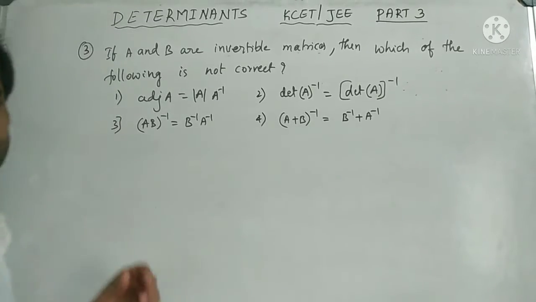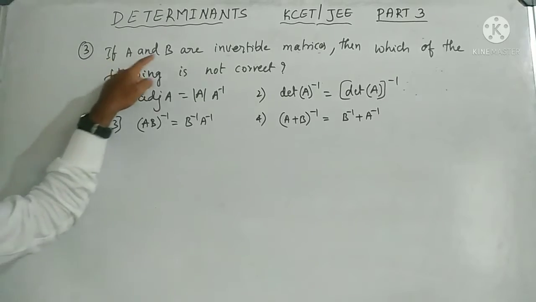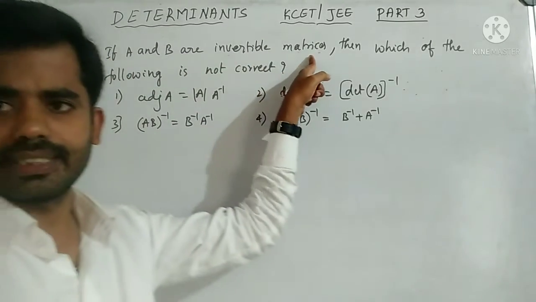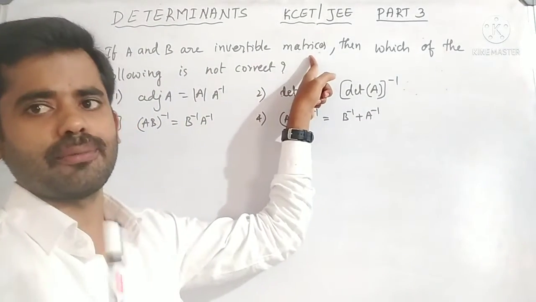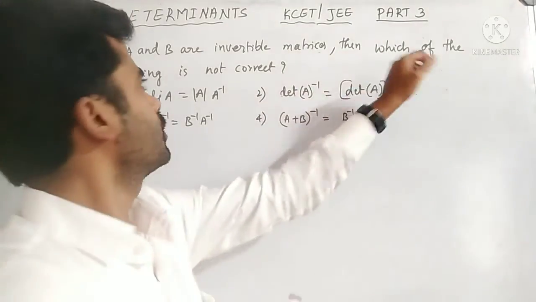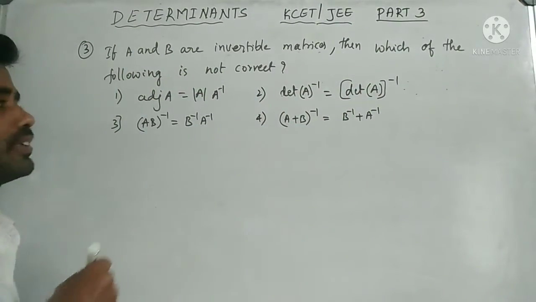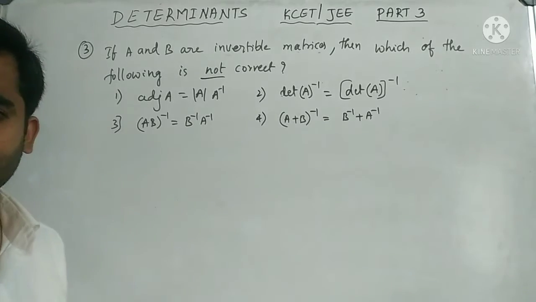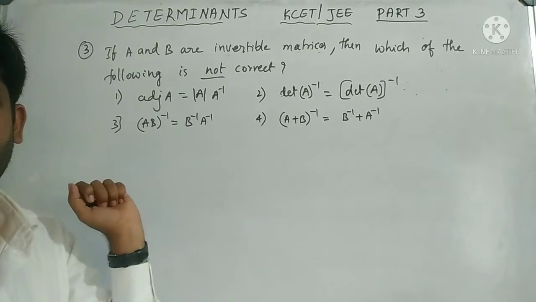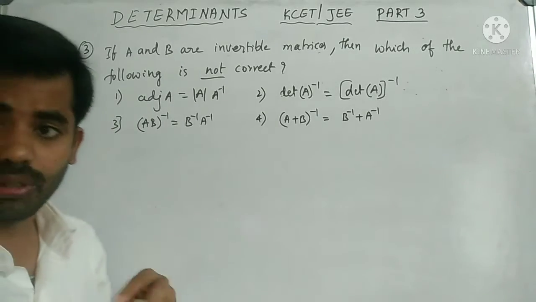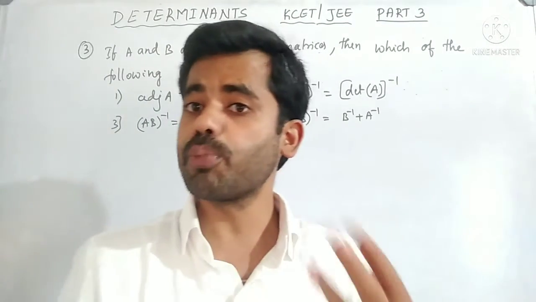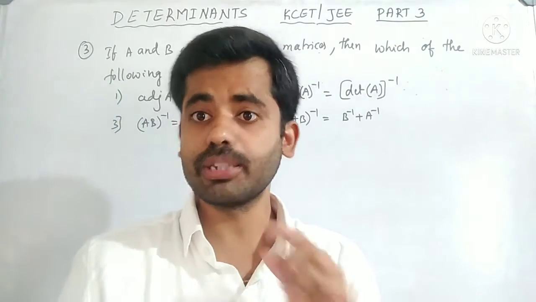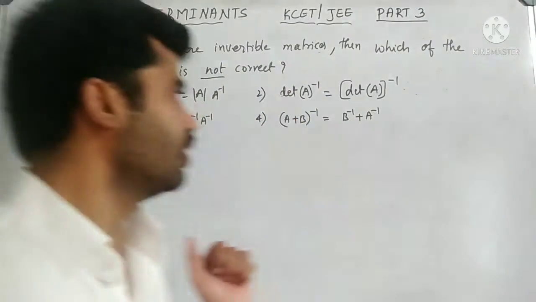Next one is the third one. If A and B are invertible matrices, which of the following is not correct? Be careful, in the synopsis I gave some important shortcuts, and on the basis of that one it is there.